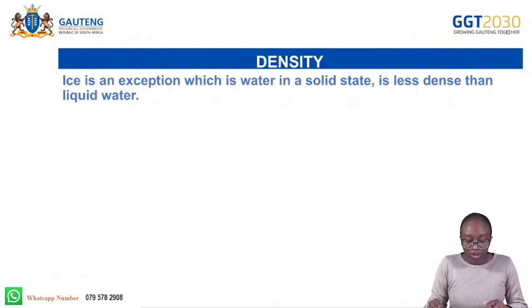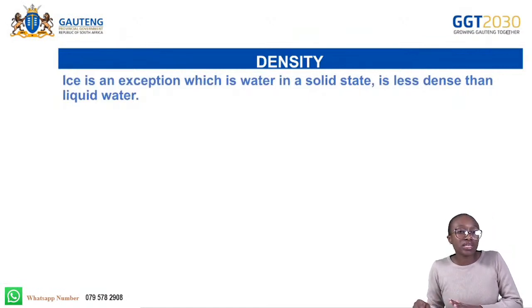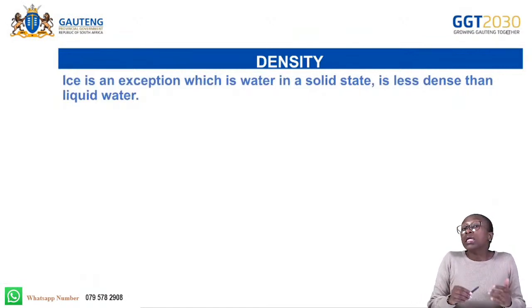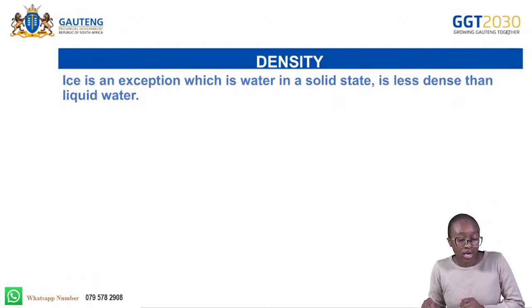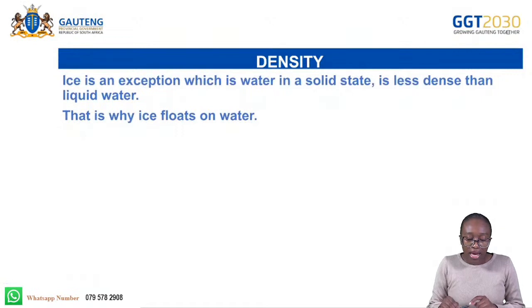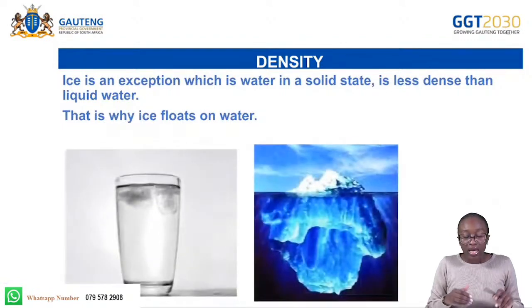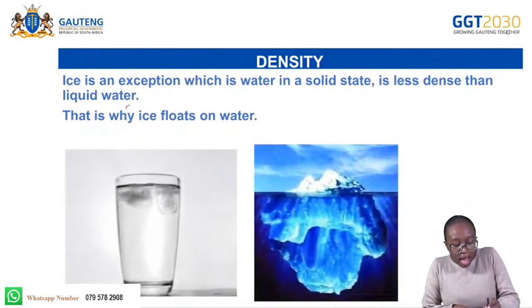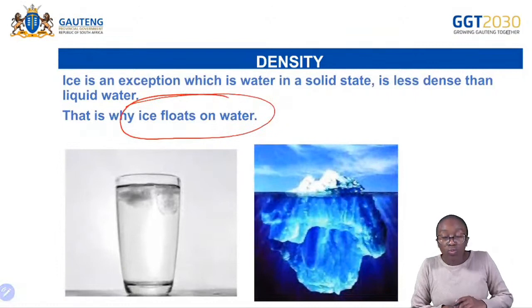What does it mean? It means water and ice, these two are an exception when it comes to density, because remember, we generalized and said solids are generally denser than liquids and gases. Liquids are generally denser than gases, okay, with water being the exception. So now ice, which is water in a solid state, is less dense than liquid water. This is why ice floats on water.